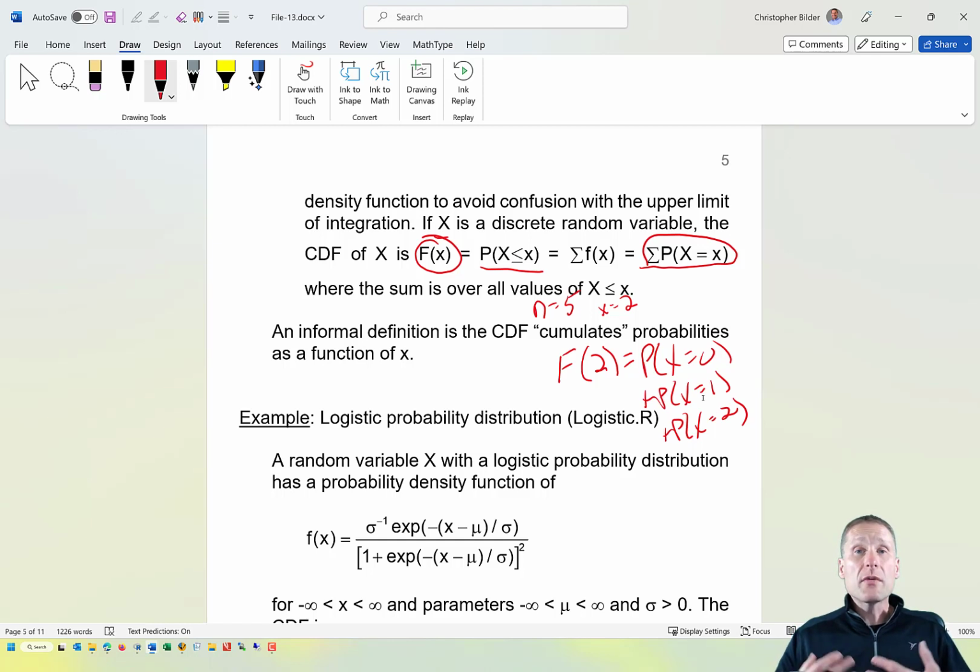Notice how I'm accumulating probabilities here. If I had capital F evaluated at 3, I would add another probability there, and I'm accumulating more probabilities. That's where the name cumulative distribution function comes from, CDF for short.